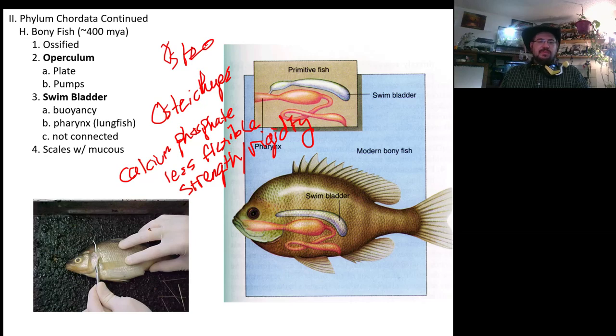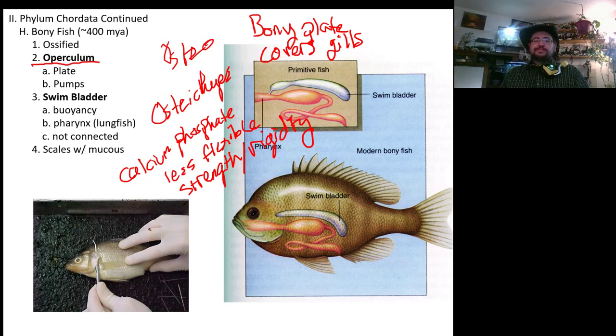A major development in osteichthyes compared to chondrichthyes is the operculum. If you've ever imitated a fish, you've probably put your hands here and gone, wah, wah, wah. Well, that bony plate just behind the head is called the operculum. So it is a bony plate, and it covers the gills. And the huge advantage of the operculum is that it is under muscular control and can be used to pump water over the gills.